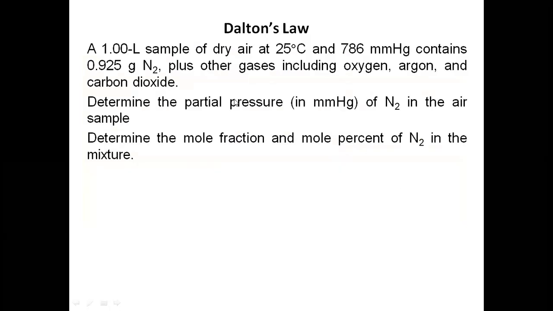Example: a 1 liter sample of dry air at 25 Celsius and 786 millimeter Hg contains 0.925 gram N2 plus other gases including oxygen, argon, and carbon dioxide. Determine the partial pressure in millimeter Hg of N2 in the air sample. Determine the mole fraction and mole percent of N2 in the mixture.